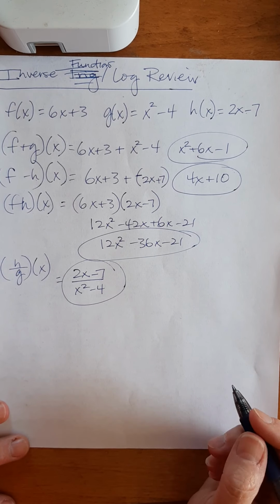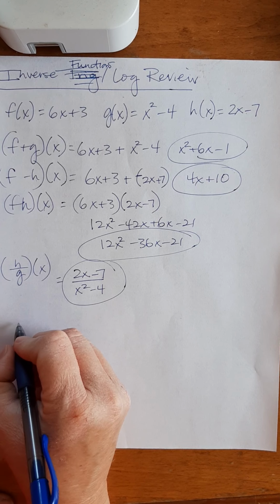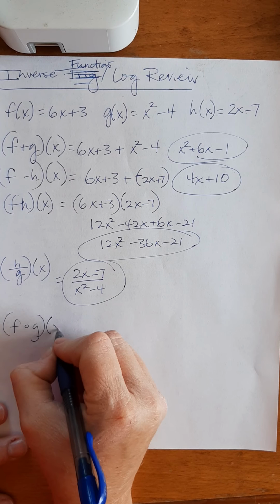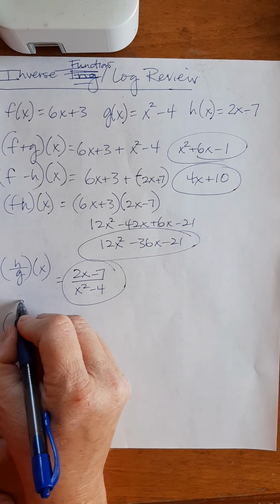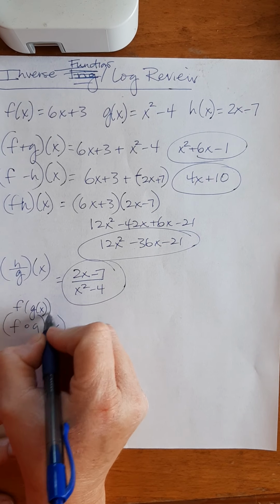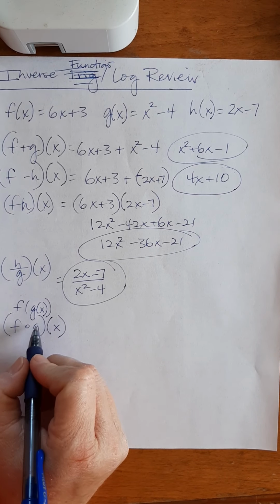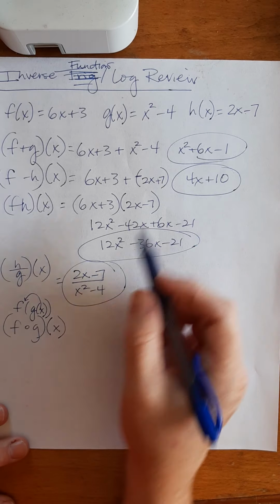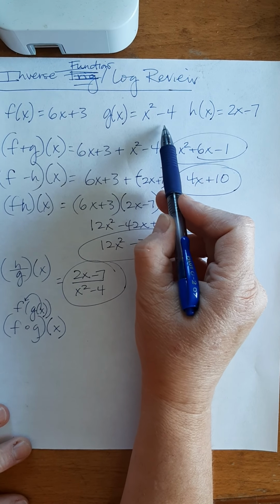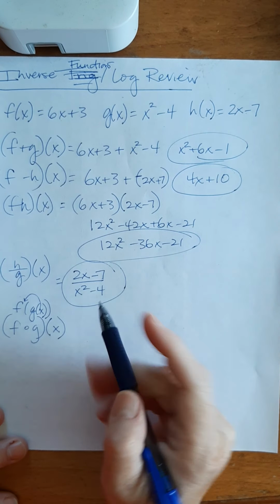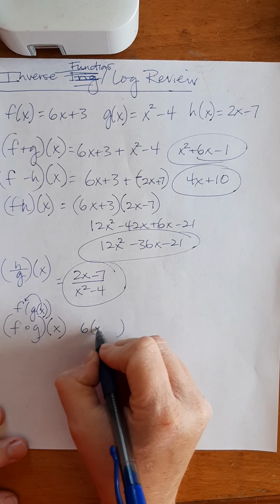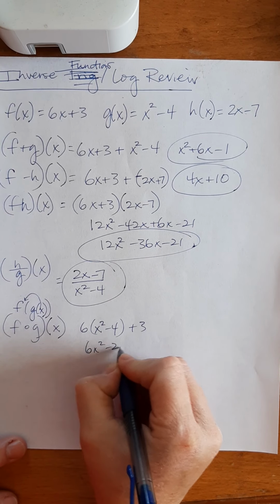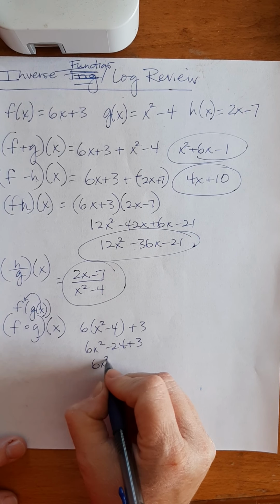Now let's say, for instance, that you wanted to find f of g of x, which is the same thing as this. All you're going to do is plug in g, your g expression, into your f expression. So if your g expression is x squared minus 4, you're going to plug it in. So 6 times x squared minus 4 plus 3. A little bit of distributing. Add like terms.